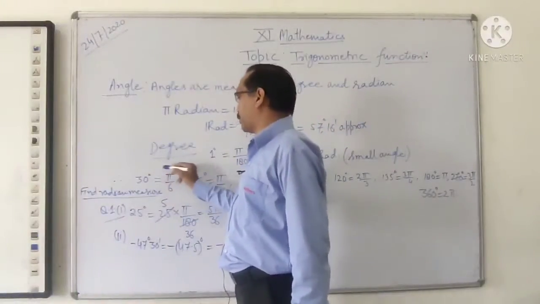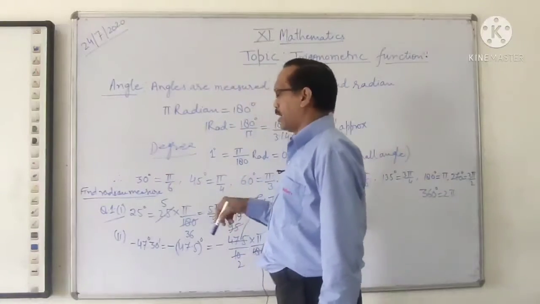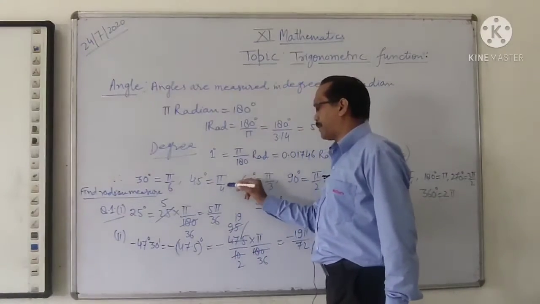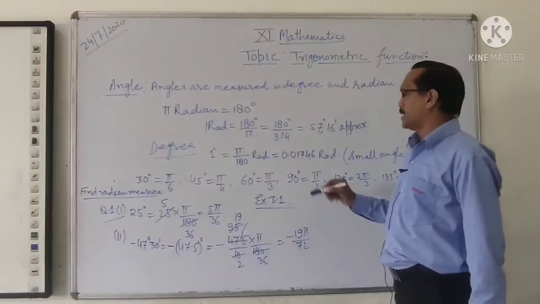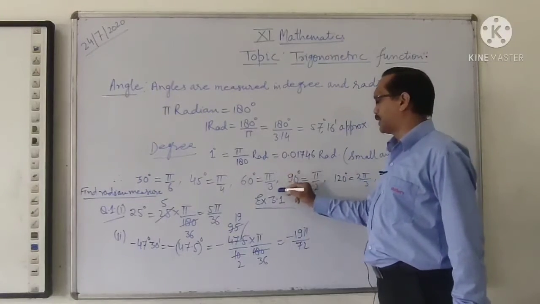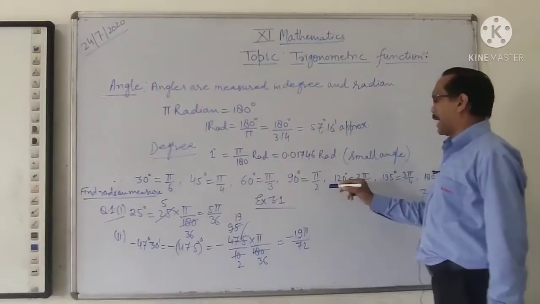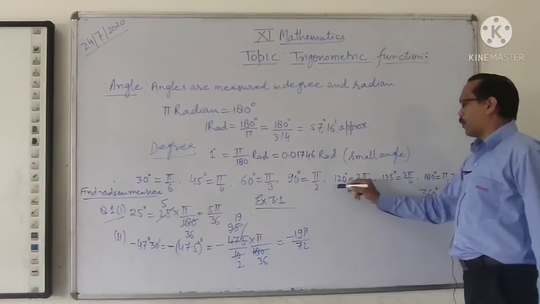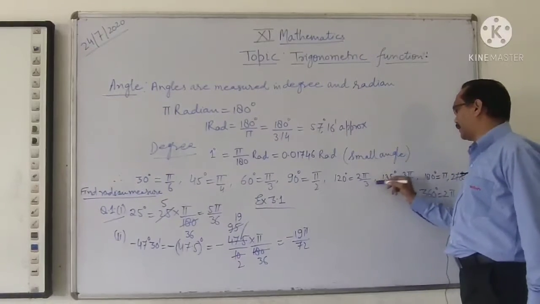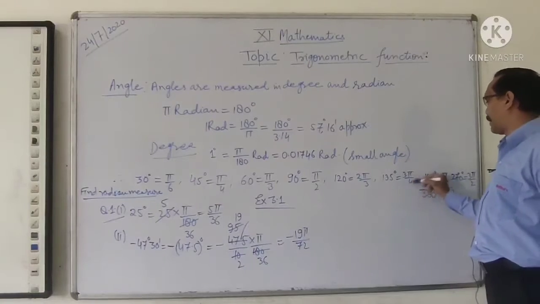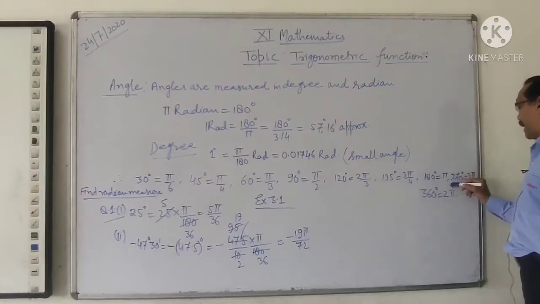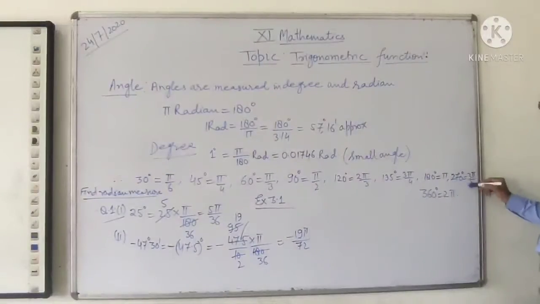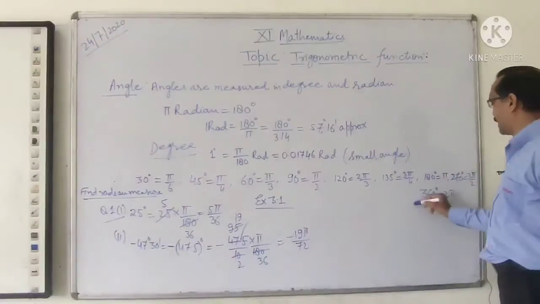30 degree equals pi by 6 radian. 45 degree equals pi by 4 radian. 60 degree is pi upon 3. And 90 degree is pi by 2. 120 degree is 2 pi by 3. 135 degree is 3 pi by 4. 180 degree is pi. 270 degree is 3 pi by 2. And 360 degree equals 2 pi.